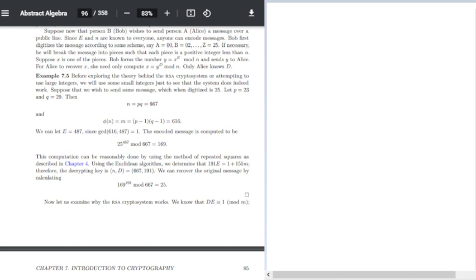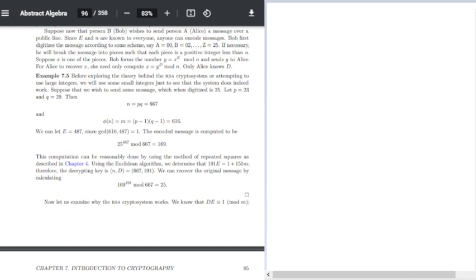The computation can be reasonably done by using the method of repeated squares as described in Chapter 4. Using the Euclidean algorithm, we determine that 191e = 1 + 151m. Therefore, the decrypting key is (n, d) = (667, 191). We can recover the original message by calculating 169^191 mod 667 = 25.